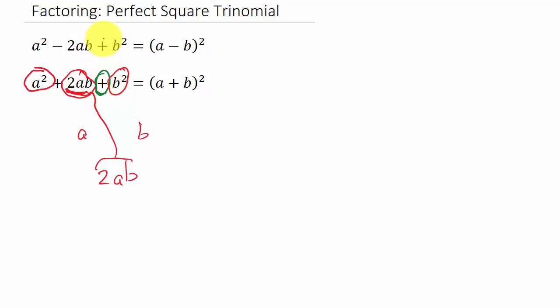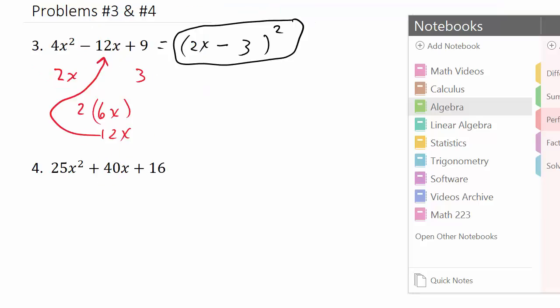Oh, and I should mention, which I didn't mention before, notice in the formula that the last sign is always positive. If it's negative, then it's not a perfect square trinomial. It has to be positive. Alright, let's get back to our examples.